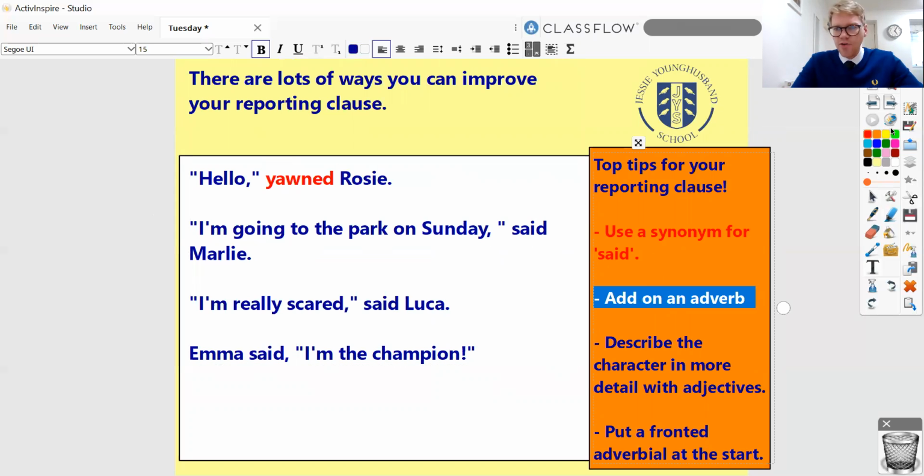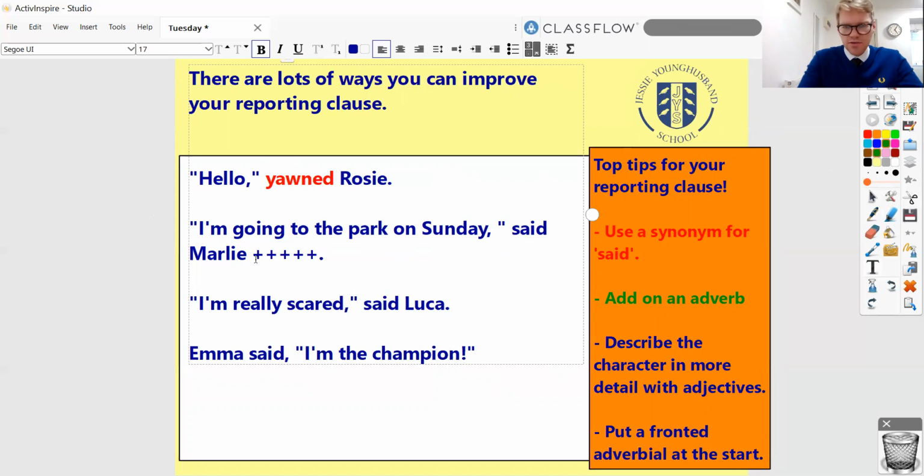We could add on an adverb. So if you are using said, let's see if we can add on an ly word to say how it was said. "I'm going to the park on Sunday," said Marley somethingly. Can you think of a nice adverb I could put in there? An adverb is our describing words that say how a verb was done or say how a verb was performed. So in this case, we want to say how said, how it was said. So said's our verb. How was it said? I'm going to say, said Marley excitedly. Maybe you had a good one of your own. So that's one thing we can do. We can improve our reporting clause with a nice adverb.